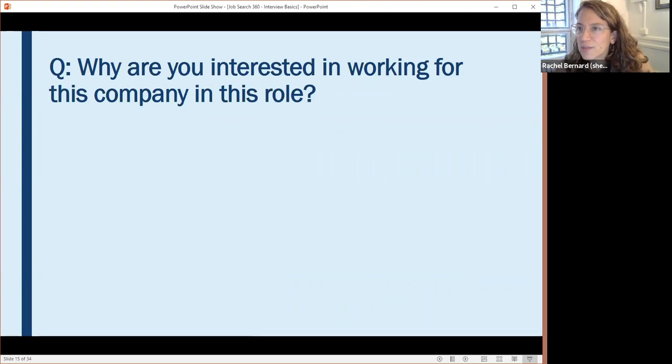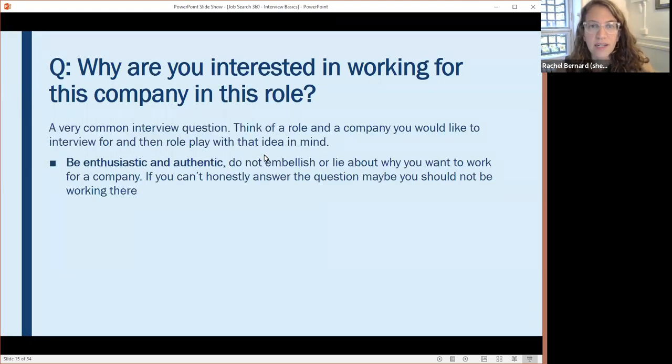So second, and actually someone put this as a difficult question: why are you interested in working for this company and in this role? Again, you will definitely be asked this. And that's a two-part answer. So why the company, and then why that role, and you need to think of reasons for both. Your answer should be enthusiastic and authentic. So not just reciting the company's mission, but having a way of actually tying it to you and why that speaks to you.